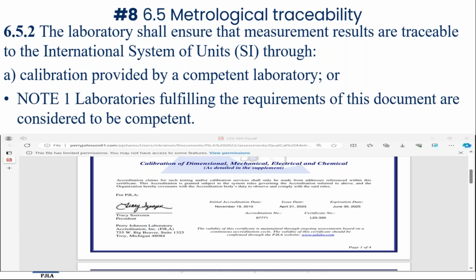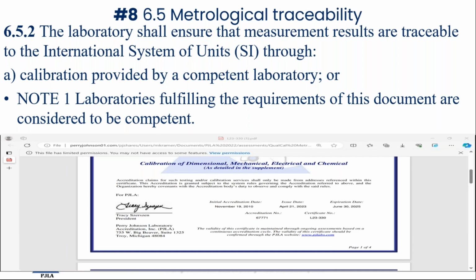They wouldn't be accredited if they weren't providing traceable results. So assure your vendors if they are accredited. If they're not accredited, they can still be providing traceable results. There's just some extra hoops they have to jump through.